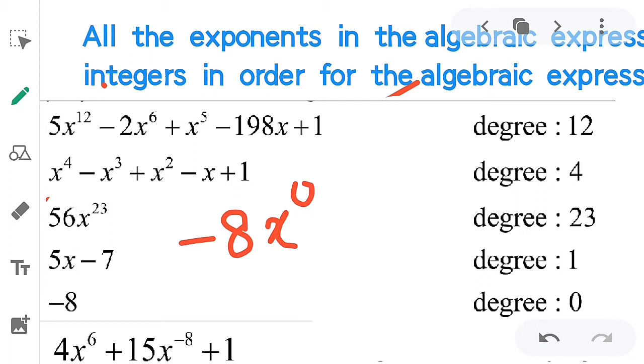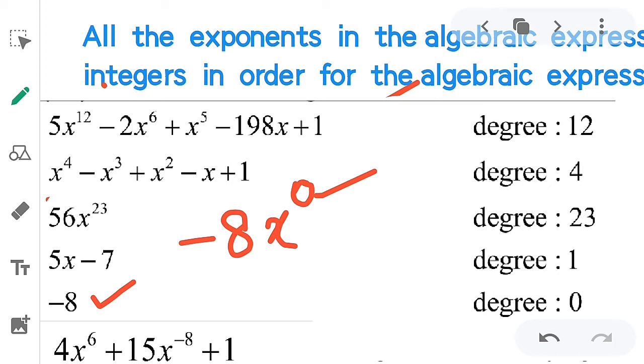Now what is the variable here? x. x is the variable, right? Now what is the degree of this variable? 0. Is it a non-negative integer or not? Yes, it is a non-negative integer. Hence minus 8 is also a polynomial. But we call it a constant polynomial. We will come to know that in the next class.